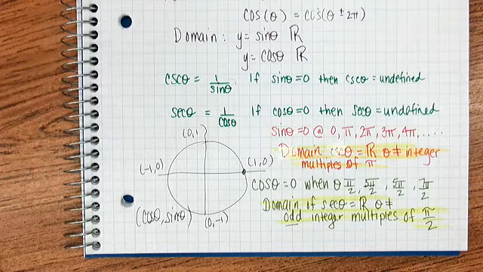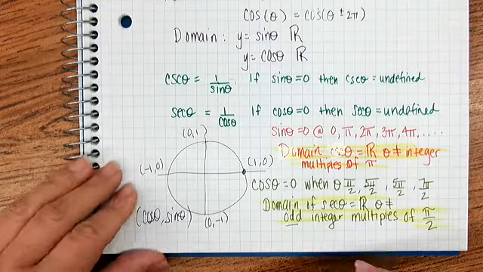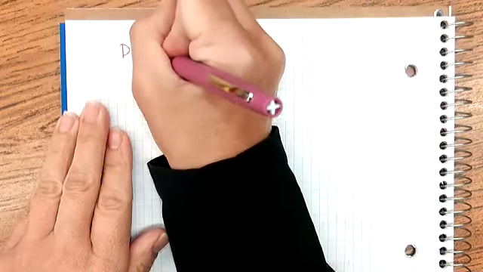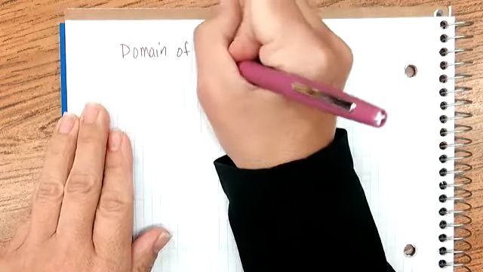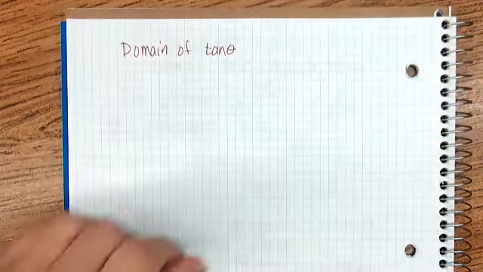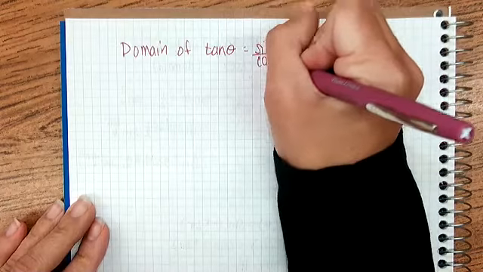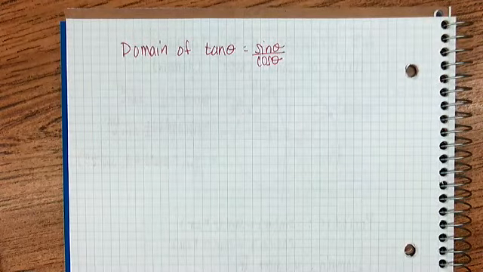Okay, so that's the domain of secant and cosecant. You have to be careful because there are fractions involved. So I've left out tangent and cotangent. Well, guess what? You've kind of already done tangent and cotangent. I have a feeling I'll be flipping the notebook back and forth here. So let's look at the domain of tangent. Well, tangent is sine over cosine.